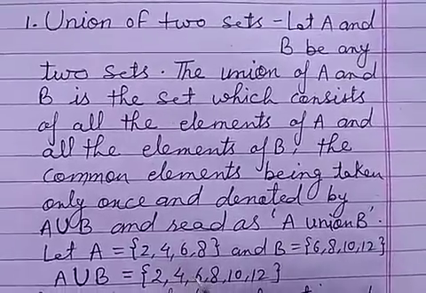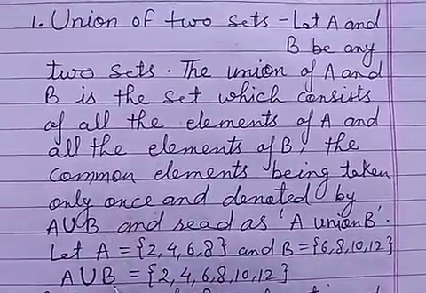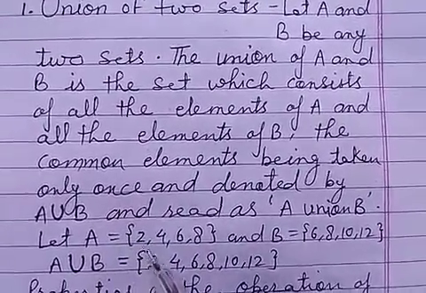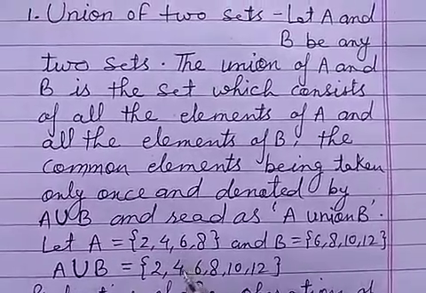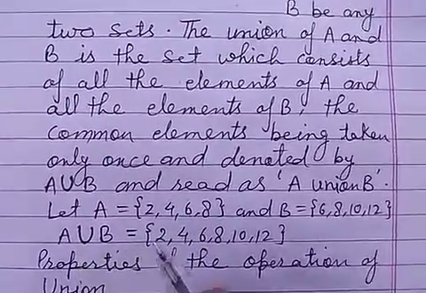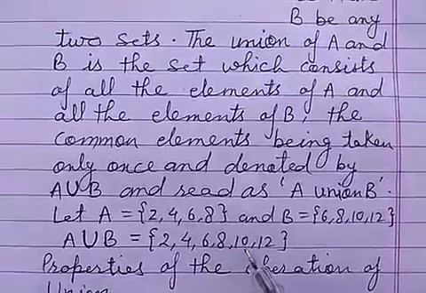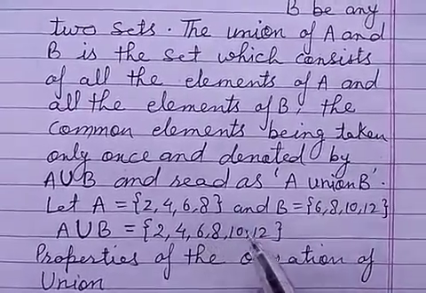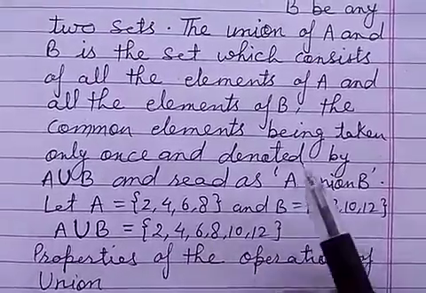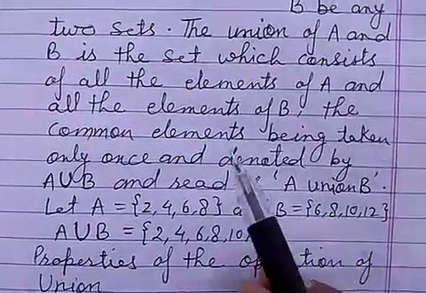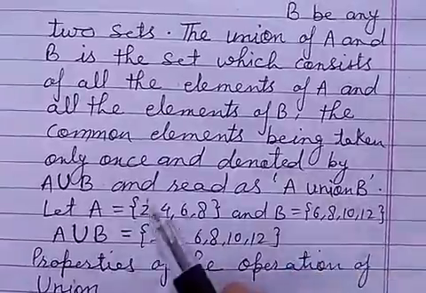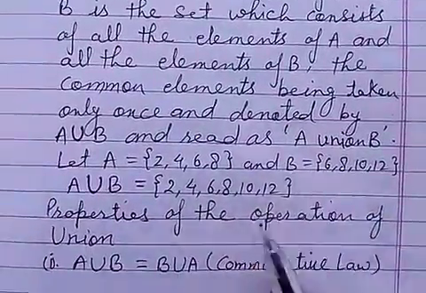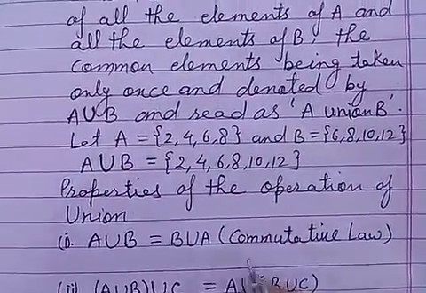Let A and B be any two sets of elements 2, 4, 6, 8 and 6, 8, 10, 12. Then A union B equals 2, 4, 6, 8, 10 and 12. We can remove the common elements here. We will take common elements only one time, as given in the definition, the common elements being taken only once.